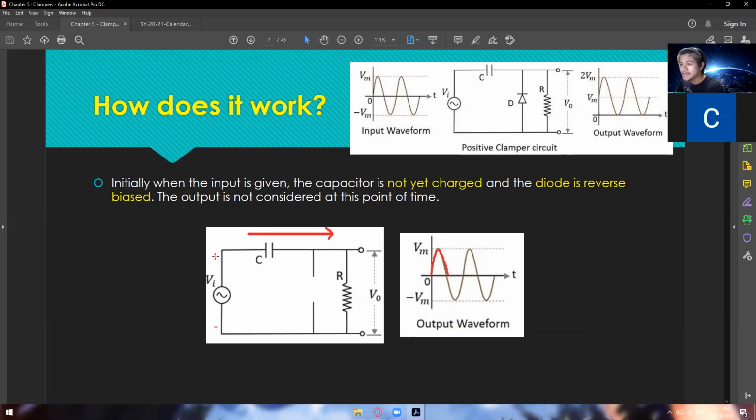As you can see, positive is connected to the negative side of the diode, and negative is connected to the positive. As a result, this diode will become reverse biased. So what do we say again if it's reverse biased? Let's just say that this diode is an ideal diode. What do we do again once we have a reverse biased diode?